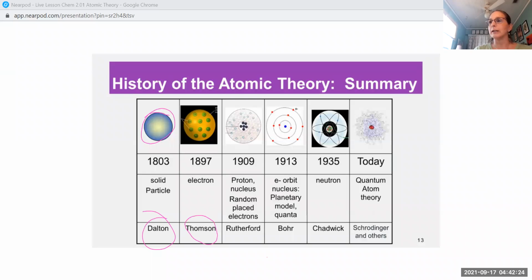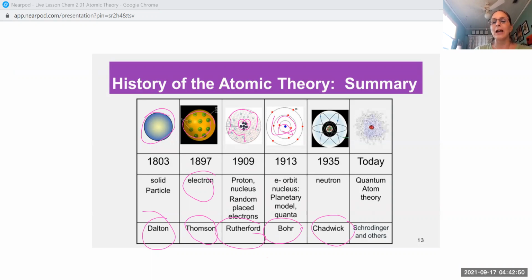Then we got J.J. Thomson, who discovered the electron with the plum pudding model. You got Rutherford. Rutherford discovered that the electrons are not scattered throughout. They are actually outside, and the atom has a very dense core, the nucleus, and the protons are in the nucleus, and the electrons are randomly around it. Bohr was like, look, bro, those electrons aren't randomly around it. They're in these orbits. Okay, but there is a nucleus.